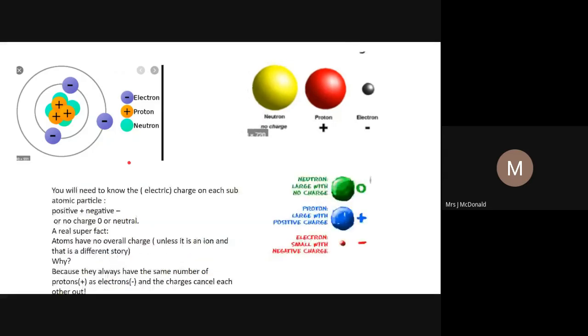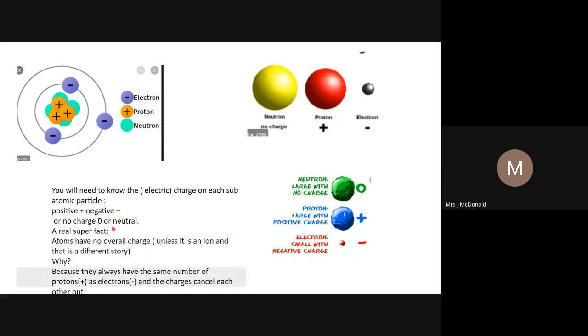You also need to know the electric charge on each subatomic particle. Is it positive, represented by a plus? Is it negative, represented by a minus? Or is there no charge at all? And we'll say that would be neutral or no charge overall.